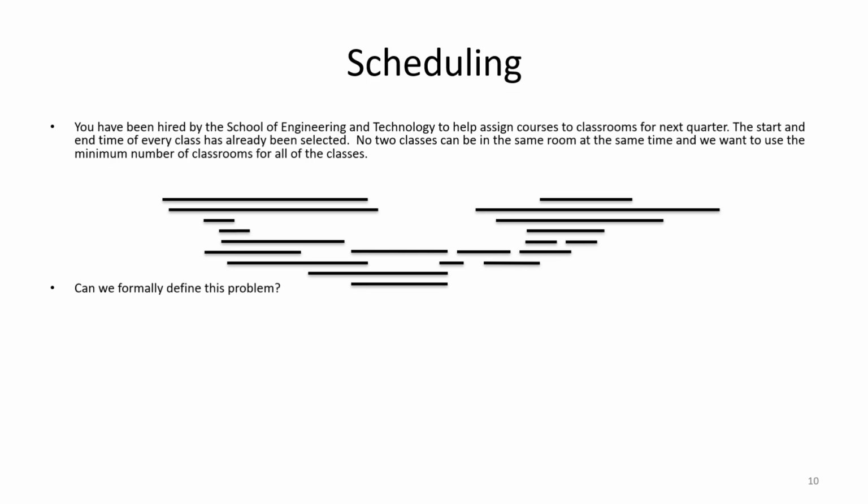And then we want to assign our classes to classrooms, following a fairly standard constraint that makes sense, which is no two classes can be in the same classroom at the same time. But two classes can be in the same classroom if they're not at the same time. That makes sense, right?